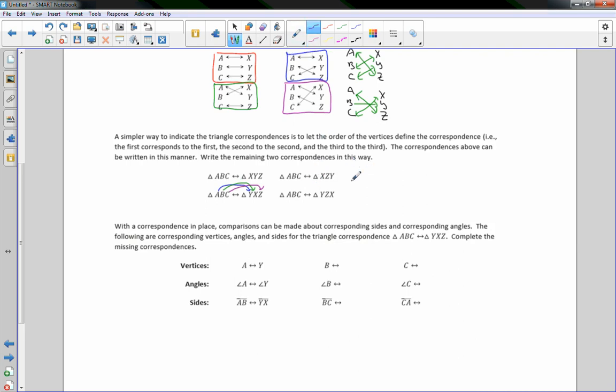Okay, so now we're going to make the last two that haven't been made. And I'm just going to draw a triangle ABC with my double arrow and then a triangle symbol.